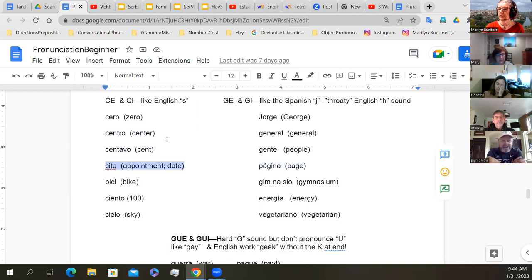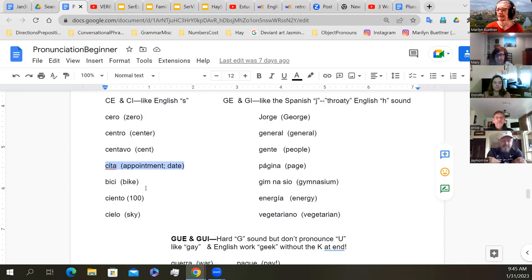Here's another helpful word that has an S sound. It is the word for an appointment or a date. Date meaning like a romantic date, but an appointment, like an appointment with your doctor, an appointment with a lawyer, an appointment at the embassy, an appointment anywhere. Cita.